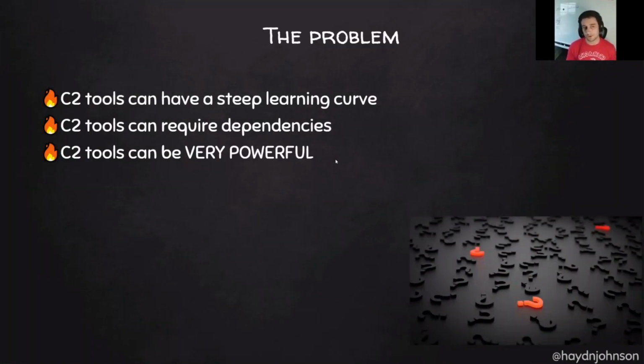The problem, or not a problem, depends on your skill level, is that C2 tools can have a steep learning curve. PowerShell Empire, for example, is quite in depth, with many modules. C2 tools can require dependencies, so you might need to know Kali Linux or Linux itself. Then you have to do the apt-get update, install, make sure it has Python, the pip, things like that. And that can intimidate someone that's not technical. So that was the problem I was trying to fix.